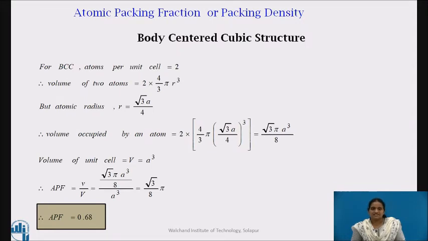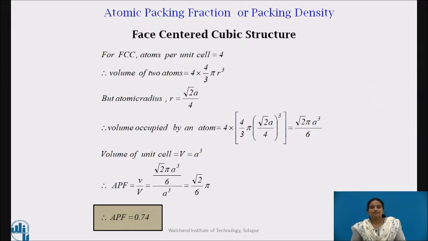Similarly, for BCC, students, you can do the calculations yourself. Just substitute the number of atoms per unit cell is equal to 2. Substitute the value of atomic radius as root 3 a by 4. Then you will get the value of APF as root 3 pi by 8, that is equal to 0.68. Similarly, for FCC, number of atoms per unit cell are 4. Atomic radius is root 2 a by 4. So, after calculations, the value is pi by 3 root 2, that is 0.74.